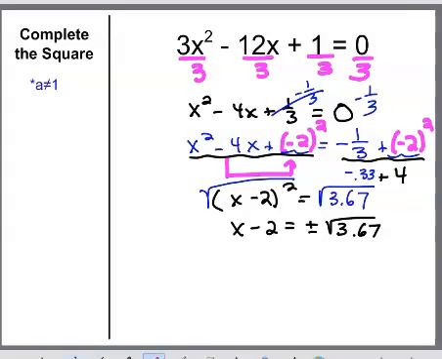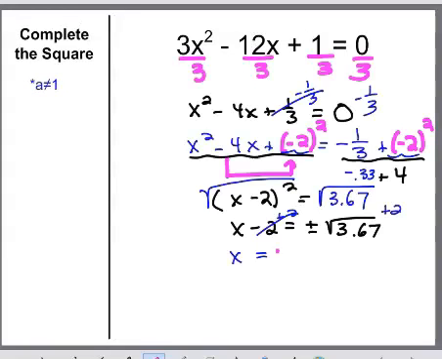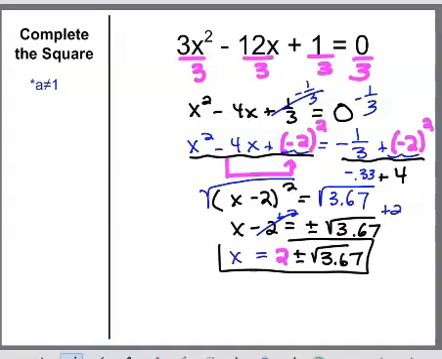And then finally, we would add our 2, which crosses off here. And then usually we like this 2 in front. We like the 2 in front. 3.67. Okay, so there are 2 solutions there.